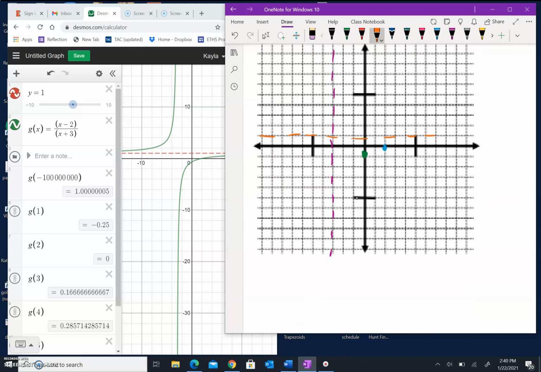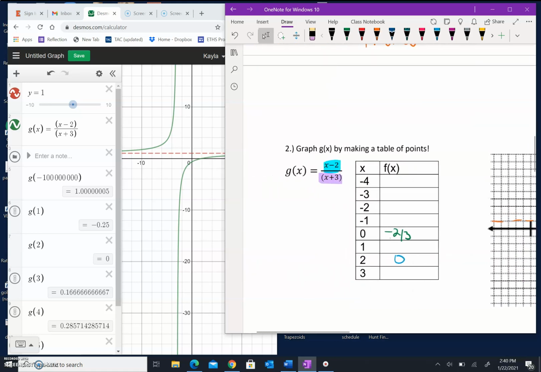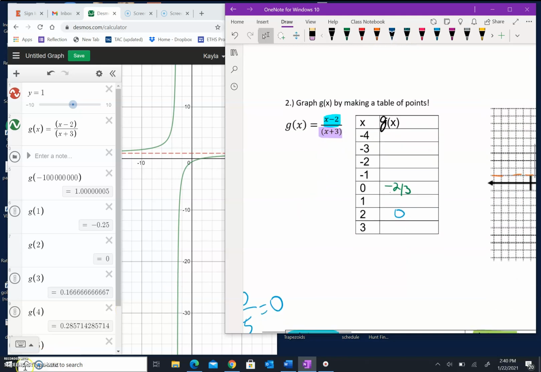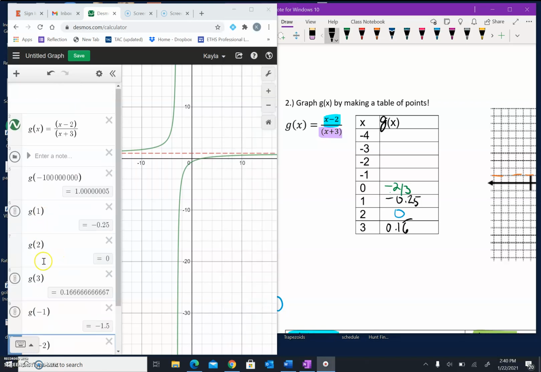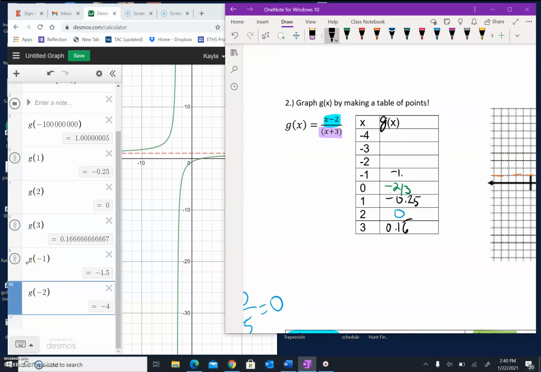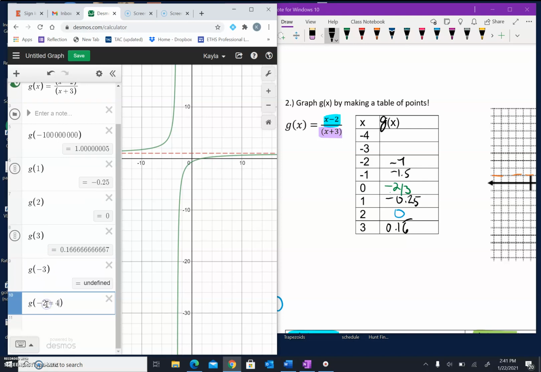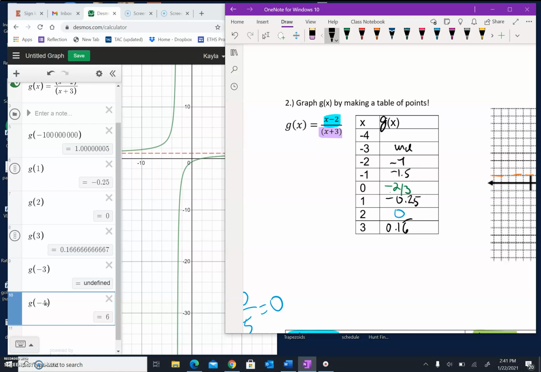Okay? And now the last thing is to get some points. So what I've done is the same thing as before. I guess I never changed my table to make it a G. I'm going to use the values over here to get the corresponding points. Remember these are all calling to function G. I noticed I didn't do -1. -1 is -1.5. -2 is -4. I'm going to switch them to give me -3 and -4. So -3, remember that's undefined. That's because of our vertical asymptote. We can't actually equal that point.